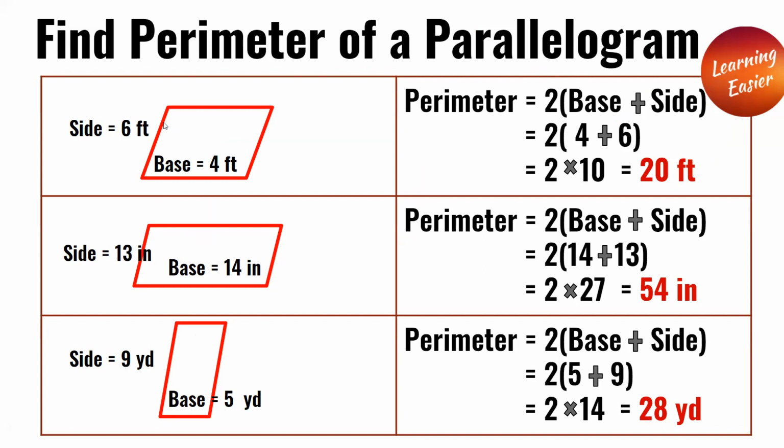In the first parallelogram, the side is 6 feet and the base is 4 feet. 2 times 4 plus 6. 4 plus 6 is 10. 2 times 10 is 20 feet. 20 feet is the perimeter.